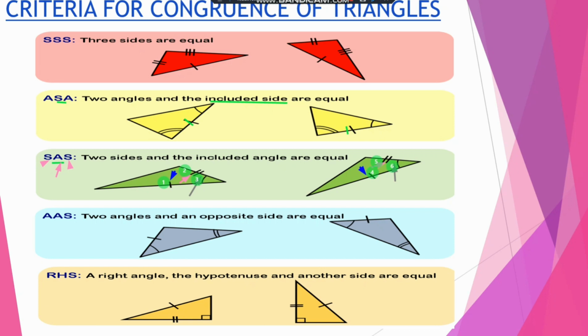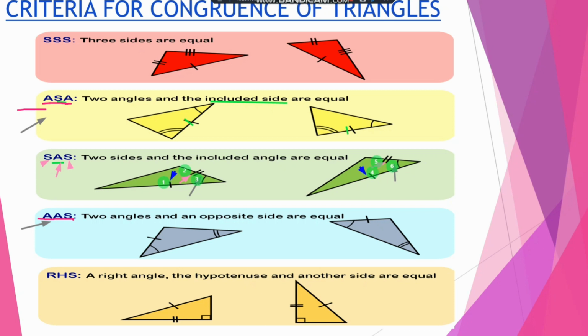Now two angles and an opposite side are equal. So it is by AAS. Now what is the difference between this and ASA? Look at these two conditions and pay attention to them. Here it is ASA and here it is AAS.